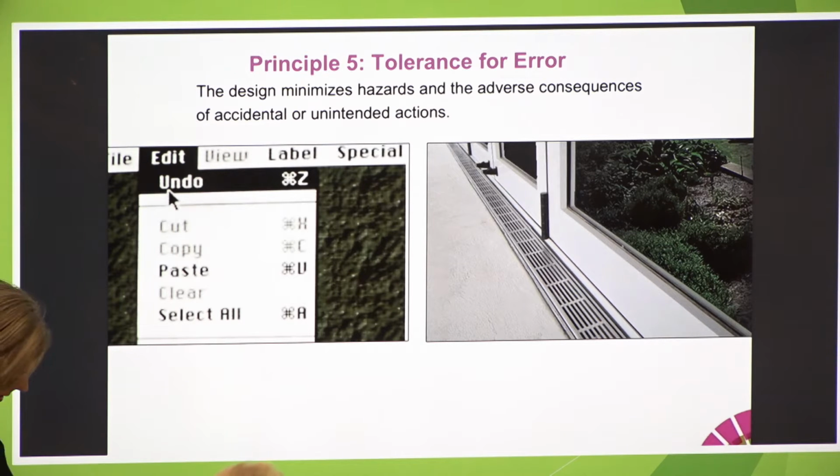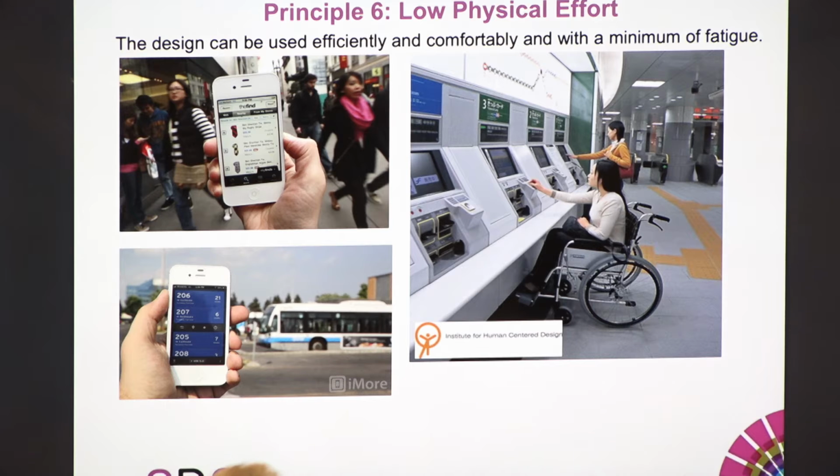Principle 6 is low physical effort. So this is about the design that can be used efficiently and comfortably and with a minimum degree of fatigue. So it doesn't take a lot of effort.